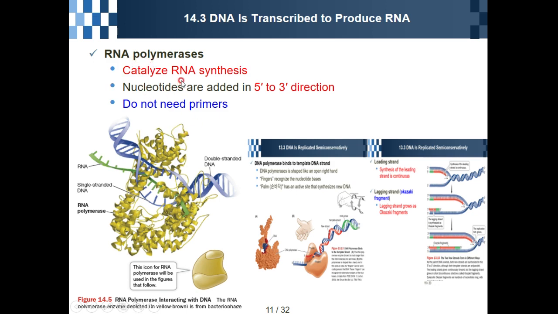RNA polymerase also plays an important role in RNA synthesis. During RNA synthesis, nucleotides are added in the 5' to 3' direction, exactly the same as DNA polymerase. However, DNA polymerase needs an RNA primer. The green color is the RNA primer. However, RNA polymerase does not need this kind of primer. Okay. So this is RNA polymerase.